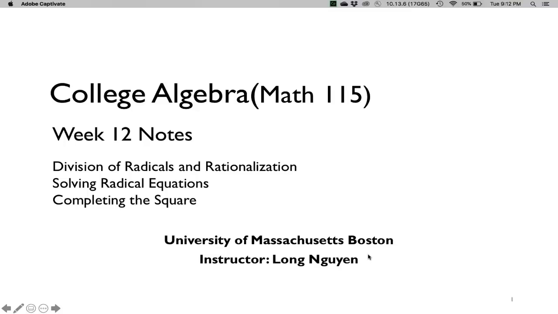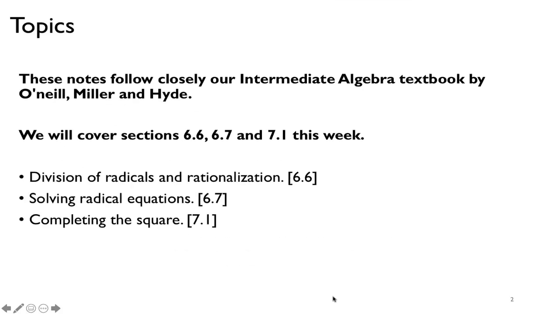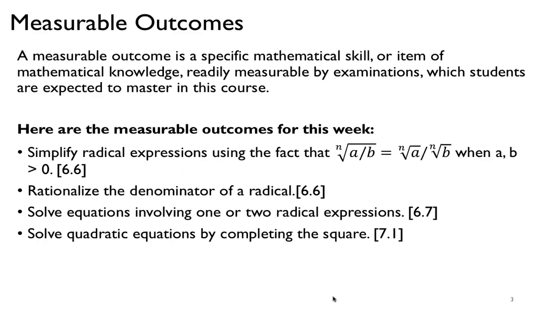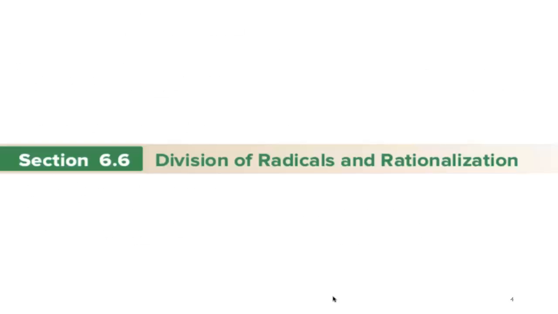This is week 12. We'll talk about radicals and rationalization and how to solve some radical equations as well as completing the square. We'll cover 6.6, 6.7, and 7.1 from the textbook. And then as always, please look over the measurable outcomes, skills that you need to know for this week.